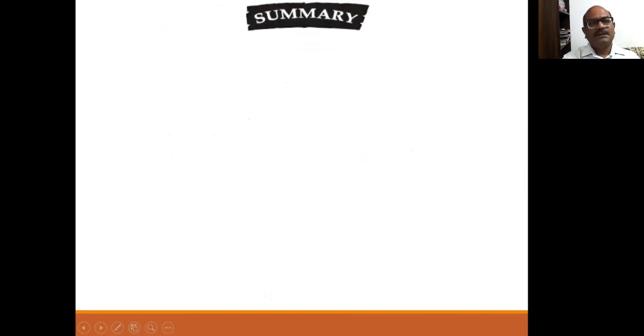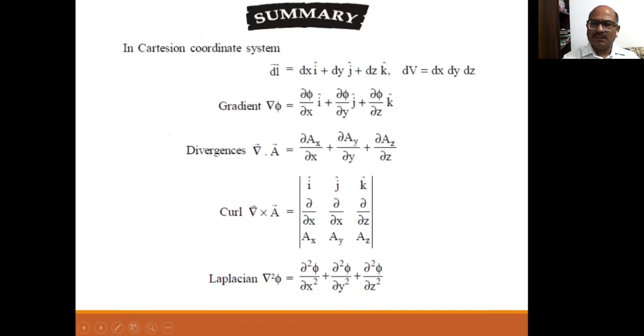Now for the summary part, if we see what we have discussed and what topics we have taken into consideration, then in Cartesian coordinate system, this is the length element and this is the volume element. dl is the length element and dv is volume element. Gradient equation in Cartesian coordinate system is given. Divergence of the vector field is given in Cartesian. Curl of that field is also given. And Laplacian is again.